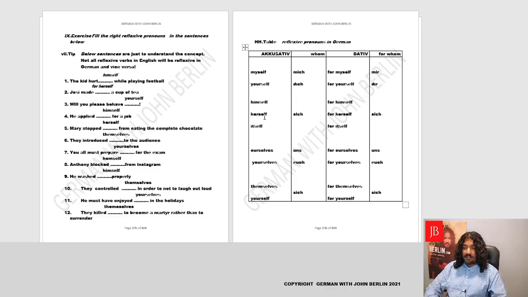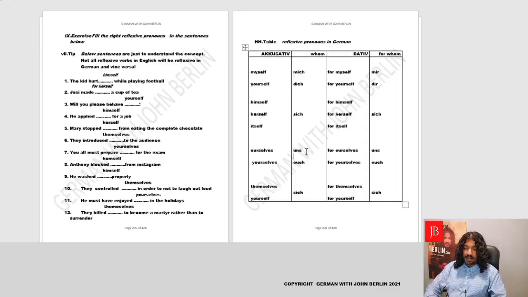Then we'll come to himself, herself, itself. This is a new pronoun. It's sich. Yes, he hurt himself. Er hat sich verletzt. Similarly, it could be herself, sie hat sich verletzt, or das Kind hat sich verletzt. Always be sich. Now, ourselves would be uns.